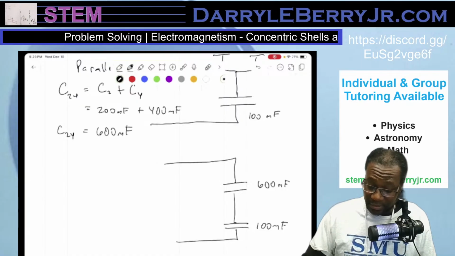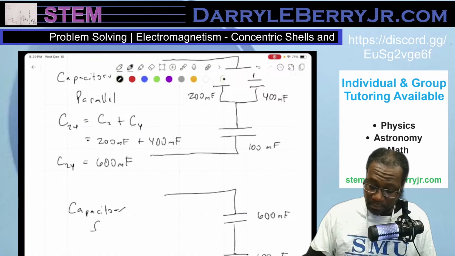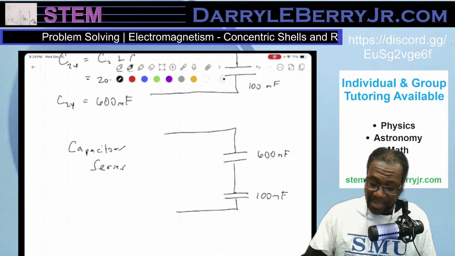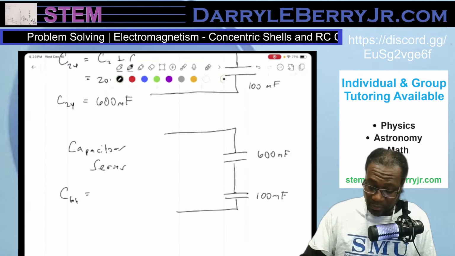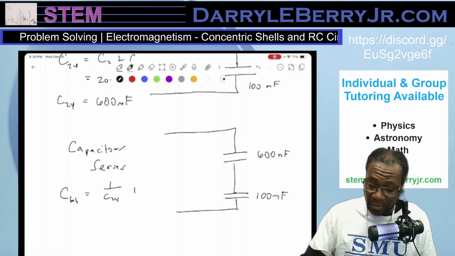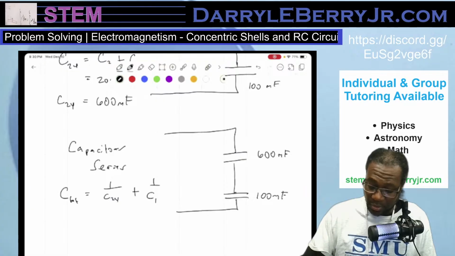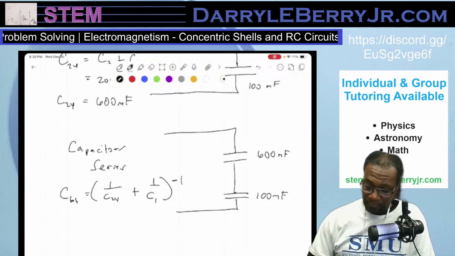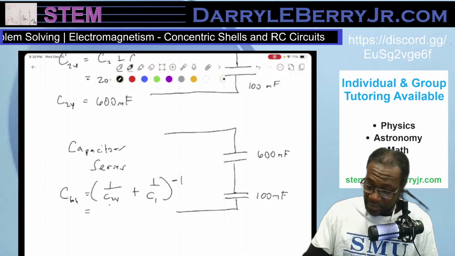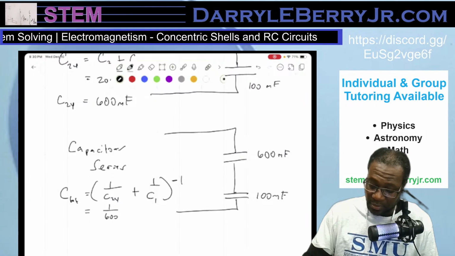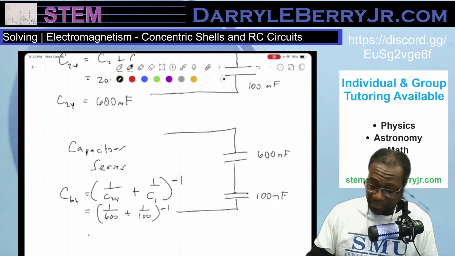So capacitors in series, they add like this. So this would be C total equals 1 over C2 plus 1 over C1. And you have to invert the whole thing, right? So that means that the equivalent capacitance of this thing is going to be 1 over 600 plus 1 over 100. Invert the whole thing. So I'll put this in the calculator.